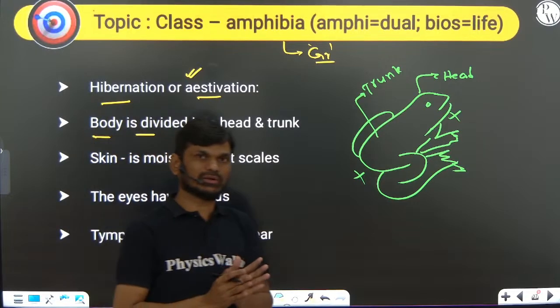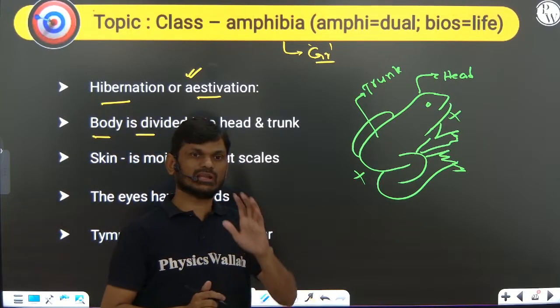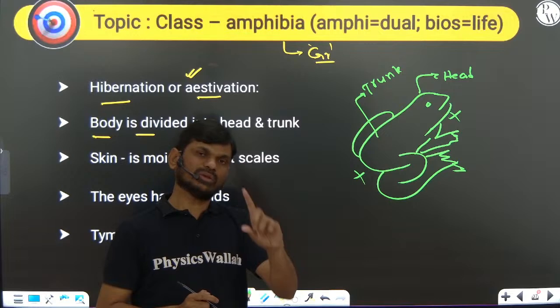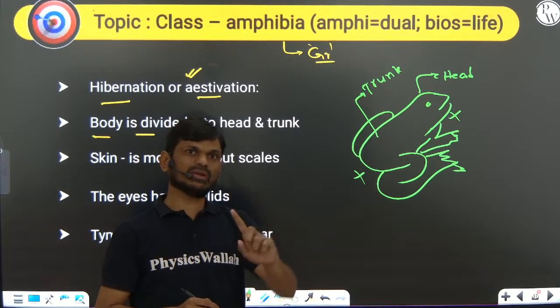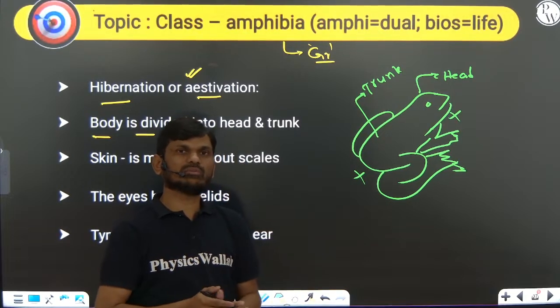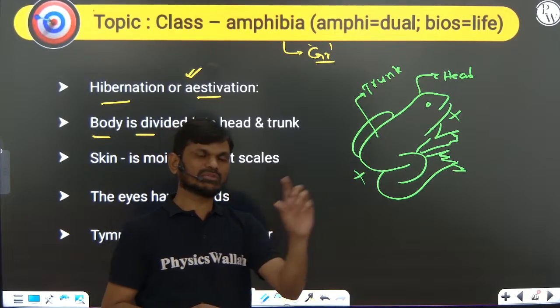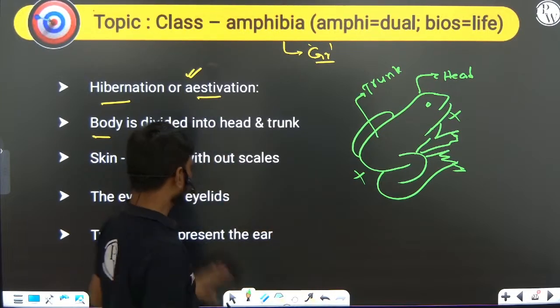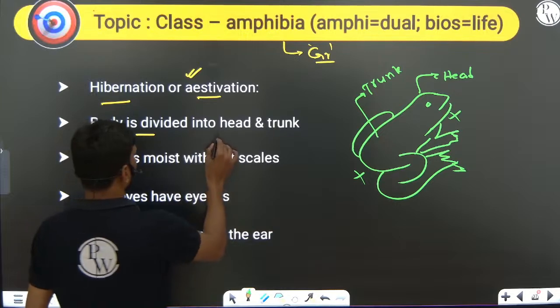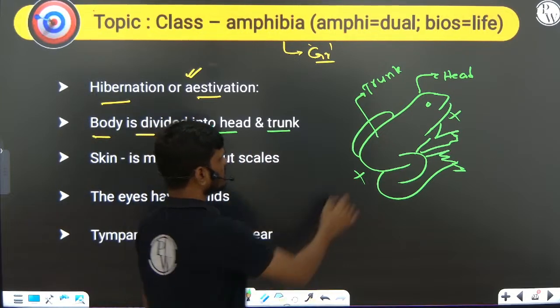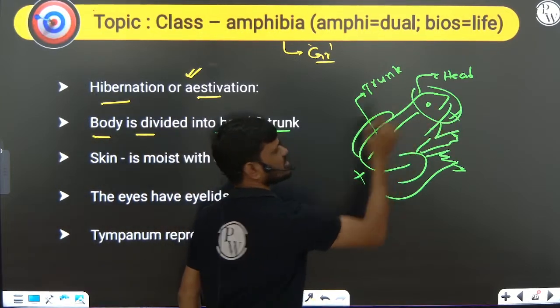Example, salamander. In that animal, amphibia with tail present. Amphibia with tail. According to the NCERT book, the salamander diagram is also given in NCERT. But here, the body is divided into head and trunk region. This is the trunk region and this is the head region.